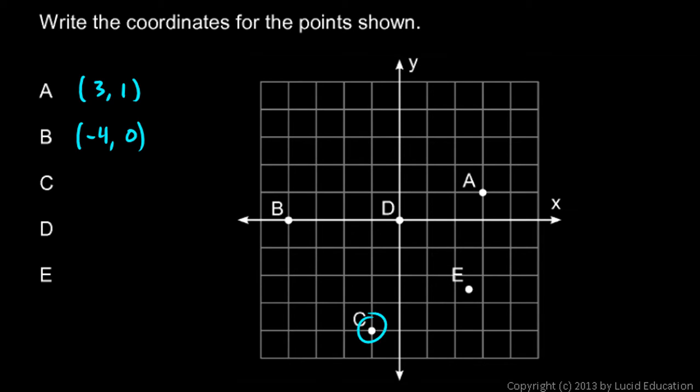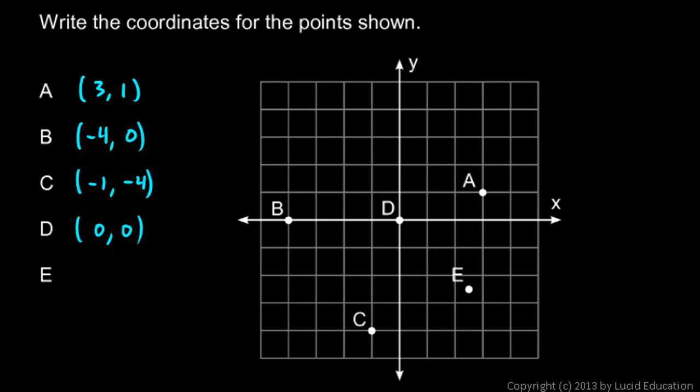Point C down here, we go to the left 1 and then down 4. So that means x is -1 and y is -4. Point D is right at the origin. That's the point (0, 0). Starting at the origin, there's no movement to get to point D. Point D is the origin, point (0, 0).